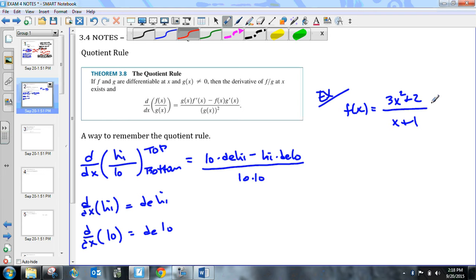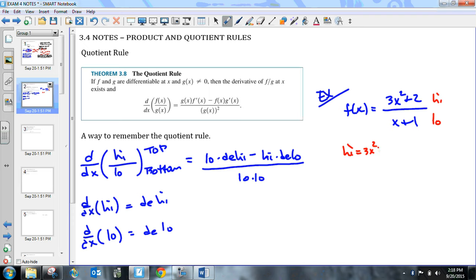So I'm just going to go up here. This is my high function. This is my low function. So high is equal to 3x squared plus 2, and d high is going to be 6x. Let me erase this real quick. All right, let's go ahead and do the d high, and that's going to be 6x. And then the low is equal to x plus 1, and so d low is equal just to 1.